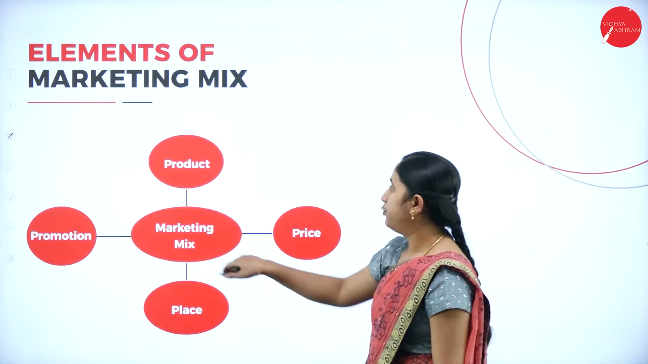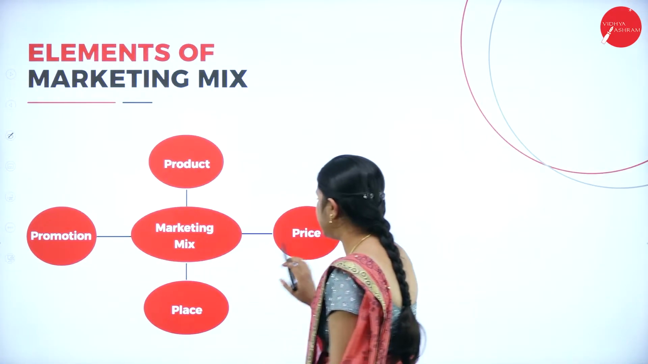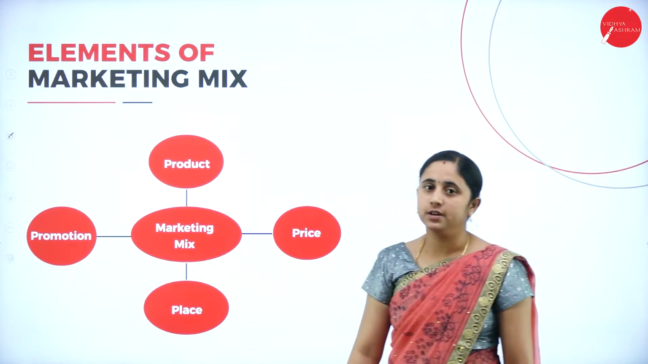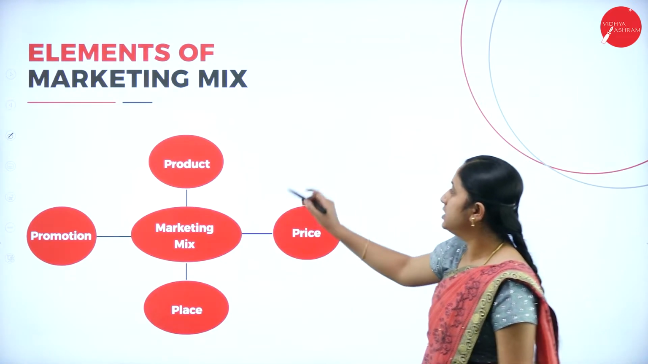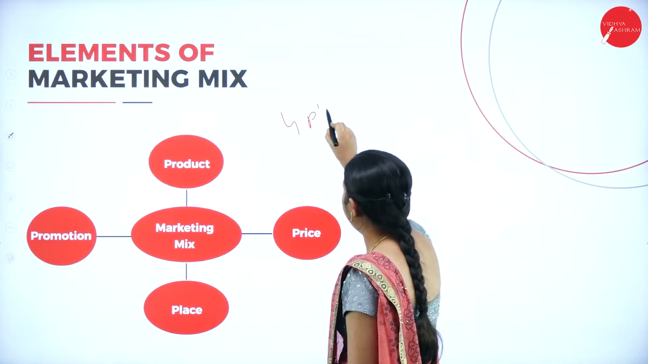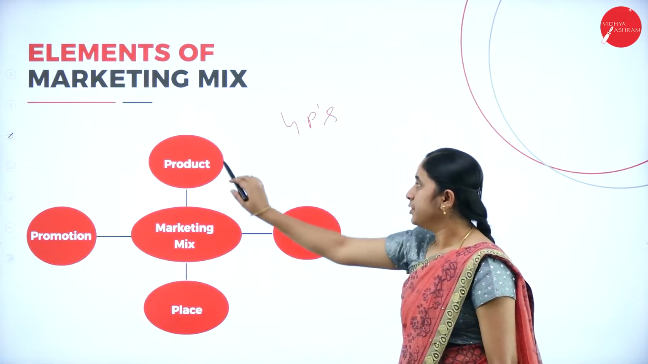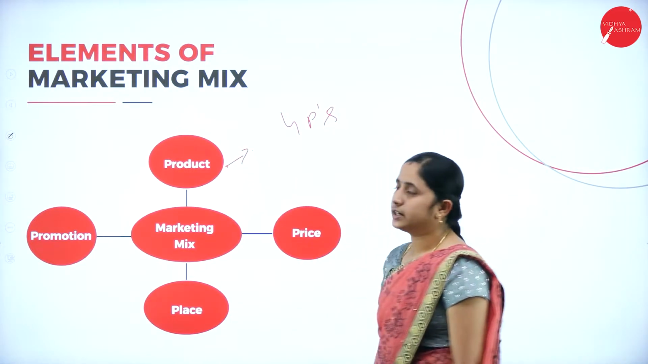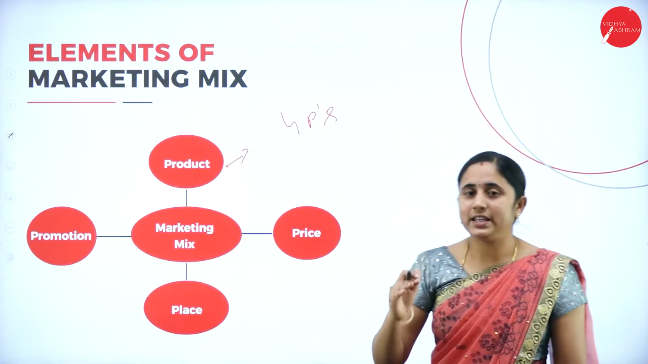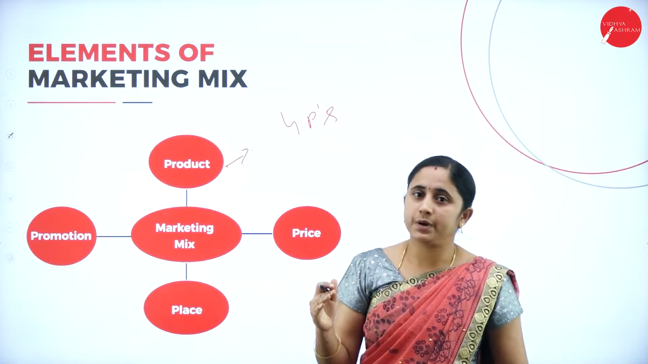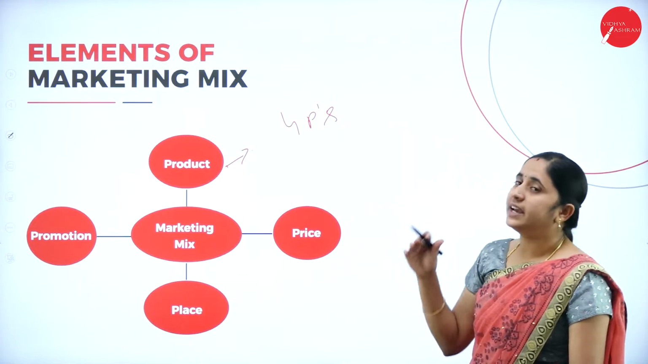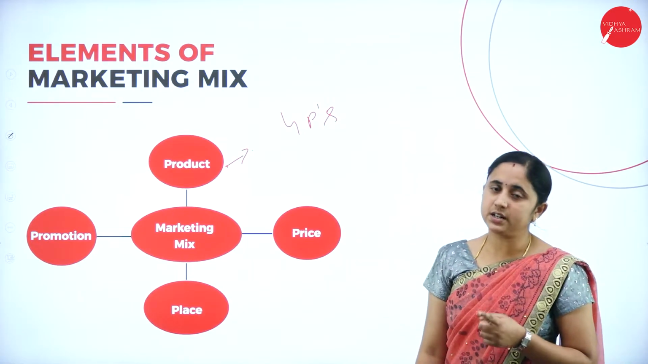The marketing mix 4 P's is product, price, place and promotion. These are the 4 P's of marketing mix. First one, product. Product is anything that satisfies the customer needs and wants.